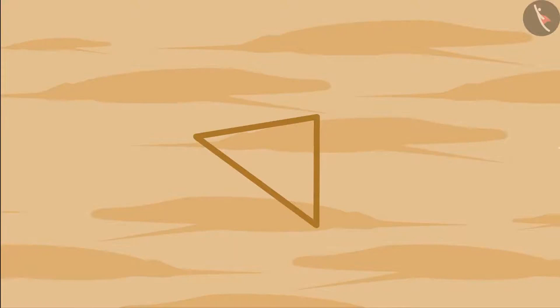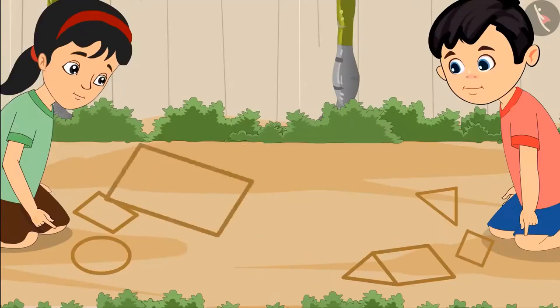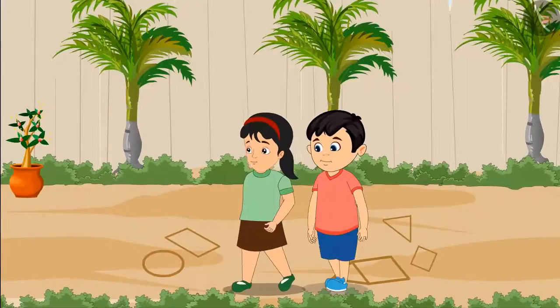So, children, do you know what shape this is? Yes, it is a triangle because it is a shape made of three sides. And this one? It is a square because it is a shape made of four equal sides. And this is a rectangle.